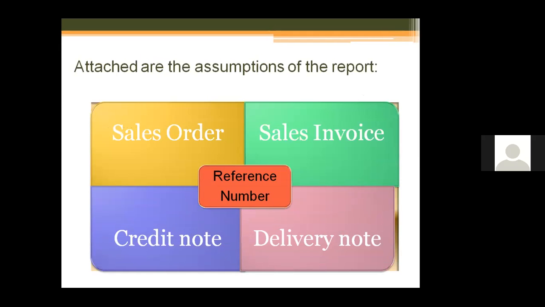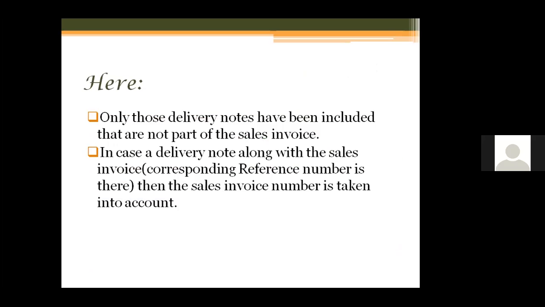Attached assumption of the report: the sales order, sales invoice, credit note, and delivery note are linked up with the same reference number. Here only those delivery notes have been included that are not part of a sales invoice. In case a delivery note along with the sales invoice has a corresponding reference number, then the sales invoice number is taken into account.